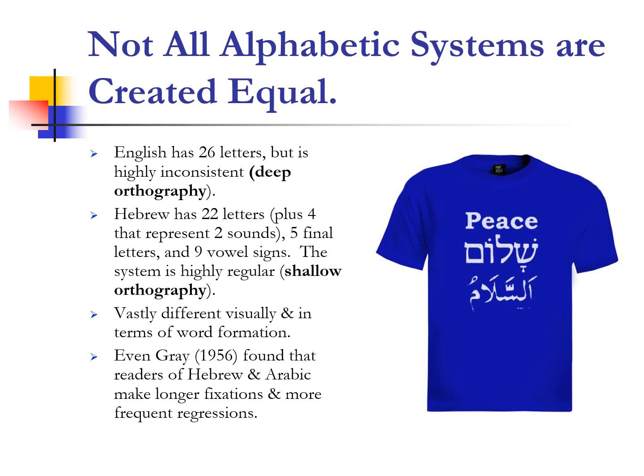Hebrew is also quite different visually and in terms of word formation. That's what we looked at last week. And interestingly enough, when Gray was doing his study of how all language reading works with mature, competent readers, he found that readers of Hebrew and Arabic make longer fixations and more frequent regressions than readers of any European language. And that's interesting because it tells us something about the nature of the visual quality of Hebrew script, and that it requires a longer look and more frequent checks.